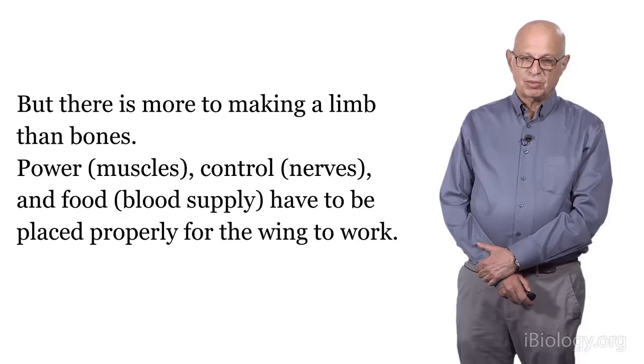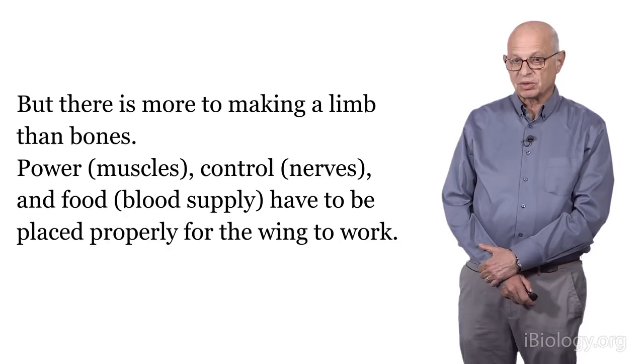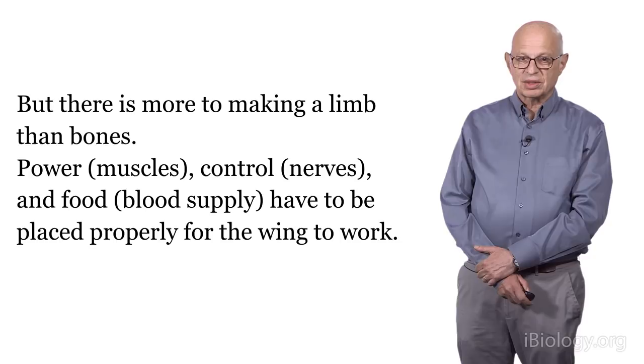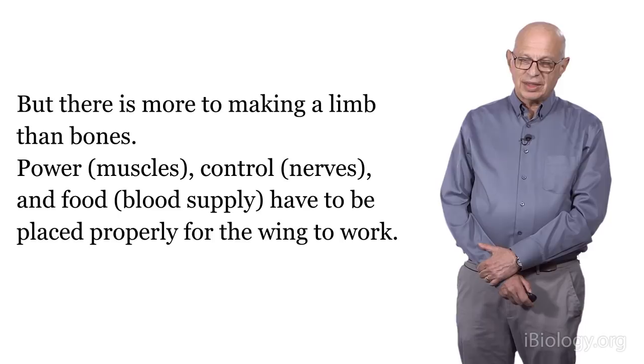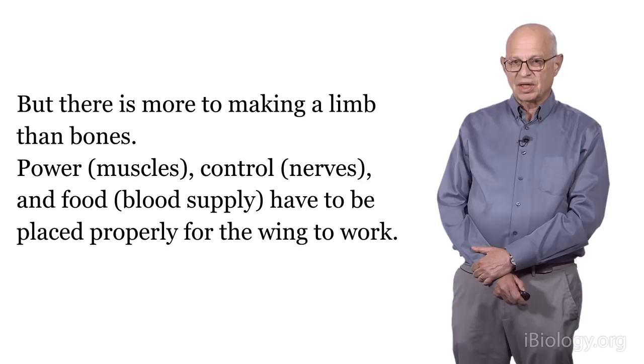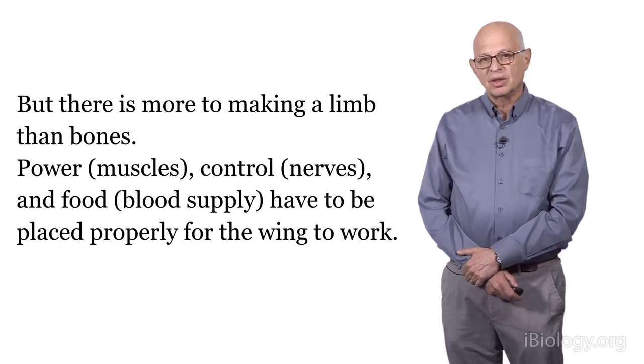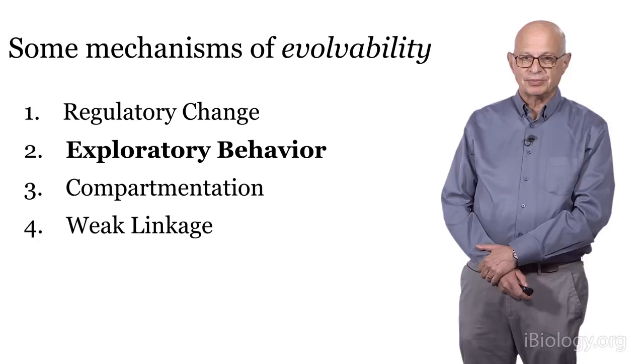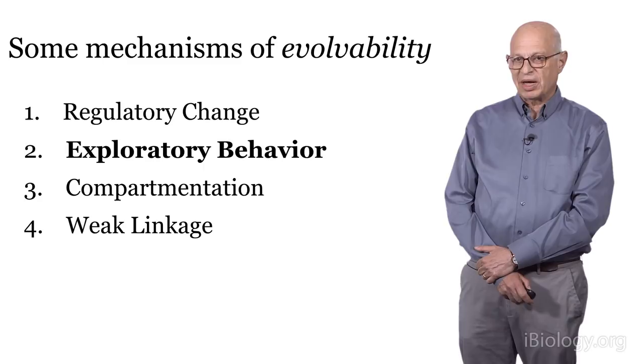Okay, so let's imagine some of the problems of making a limb. We not only have to have the bones, we have to have the muscles there to provide power. We have to control those muscles with nerves. We have to provide a blood supply for food and to remove waste. And everything has to be placed properly for the wing to work. That's still a tall order. Making the bones is hard enough, but getting all these things to happen in coordination with the development of the bones for us to have a functional wing. To help explain that, we need to talk about something quintessentially biological, which we call exploratory behavior.